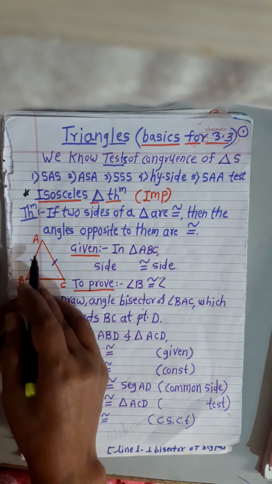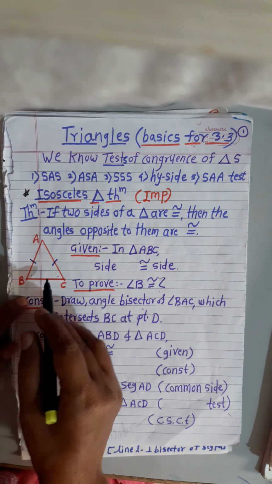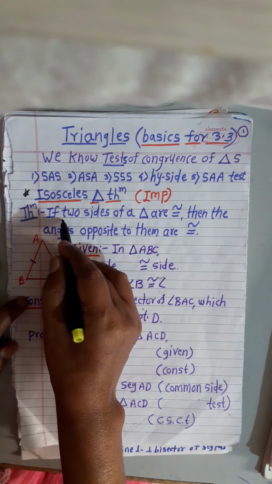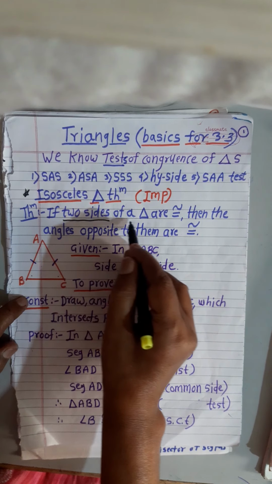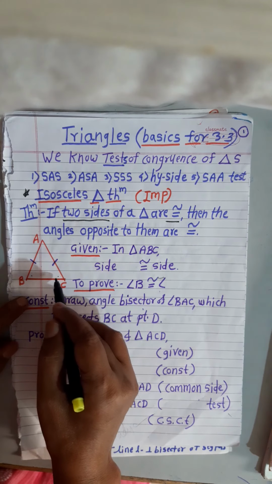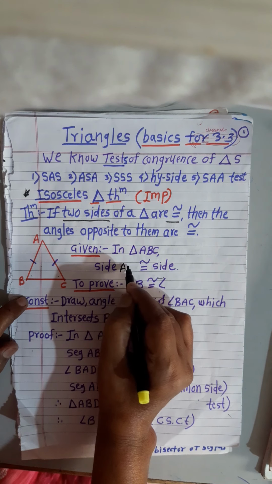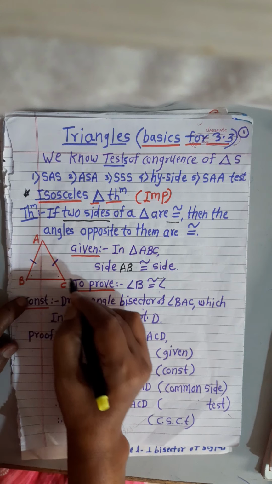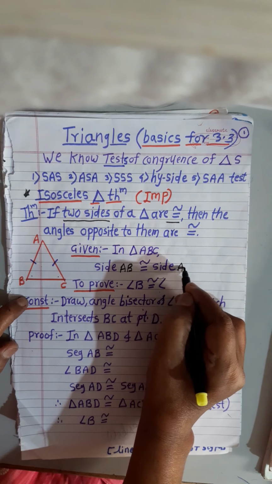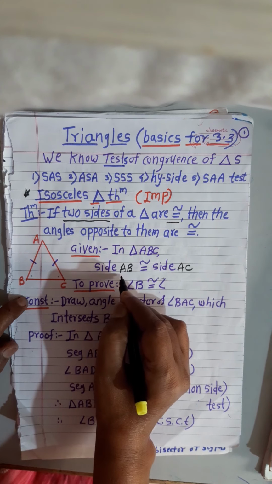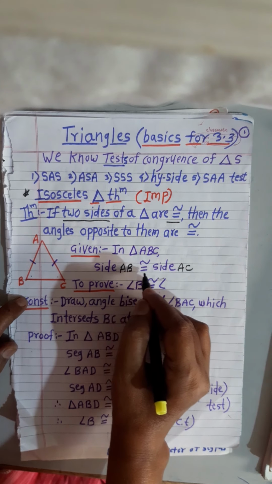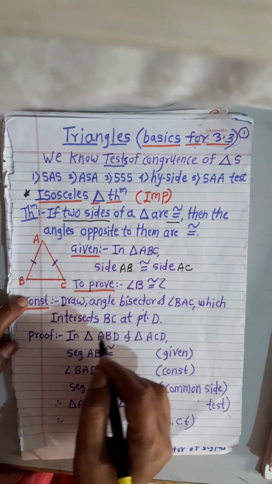Then what is given? See the figure. In triangle ABC, we are given that two sides are congruent. Then we say side AB is congruent to side AC. You can write segment AB congruent to segment AC.